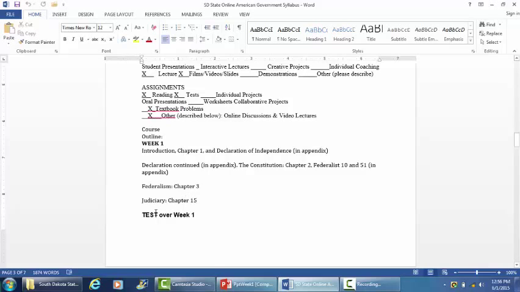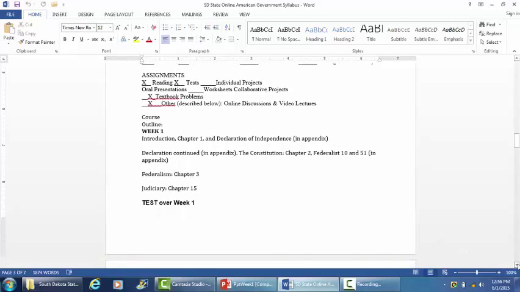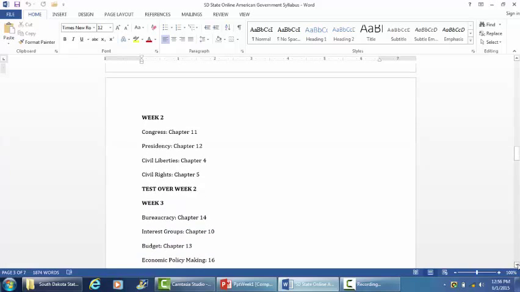And so we'll talk about the Federalist Papers, and then we'll talk about federalism and the judiciary. Okay, and then you will take a test at the end of week 1 over those things, and we'll move on then after that to week 2. In week 2, we'll talk about the Congress, the presidency, civil liberties, and civil rights.